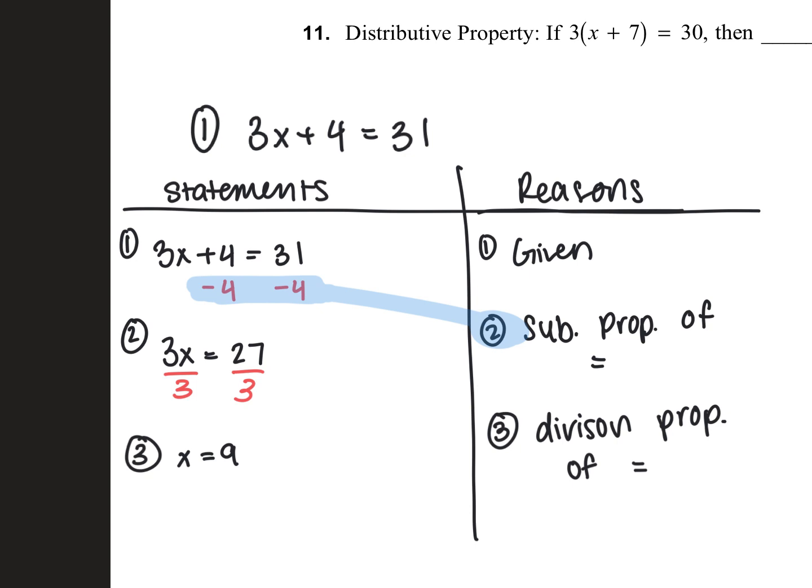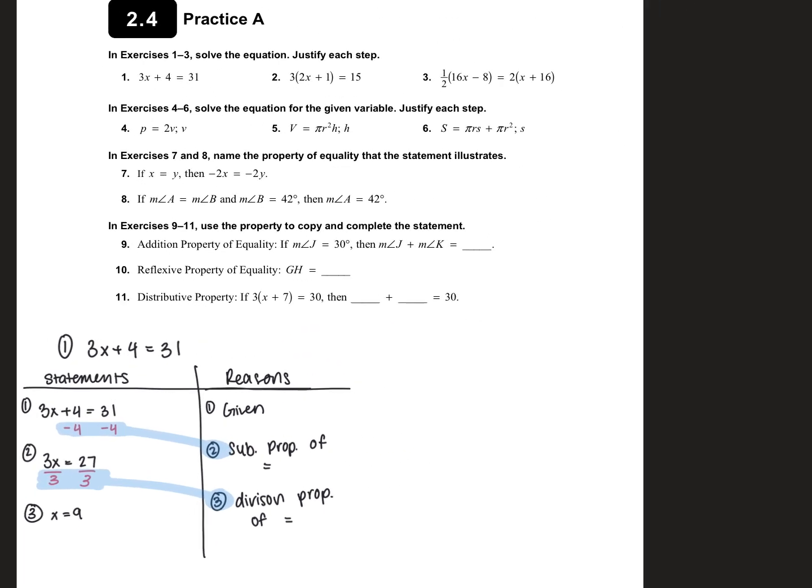Okay, and again, how am I getting it? How am I going from 2 to 3? It's my division property, and I'm done. So this one was pretty short. All right, let's go ahead and look at number 2.